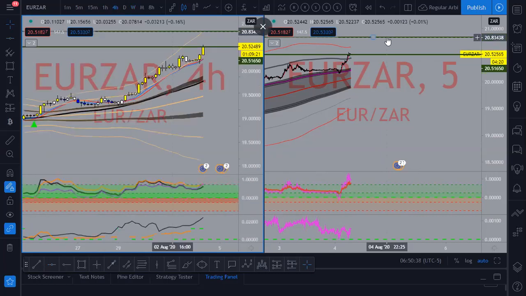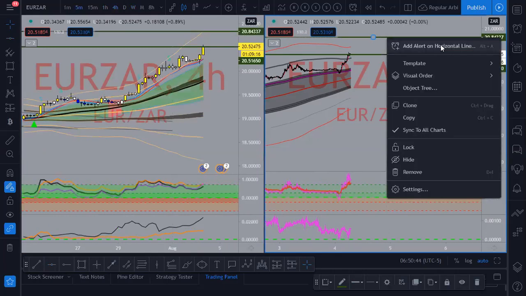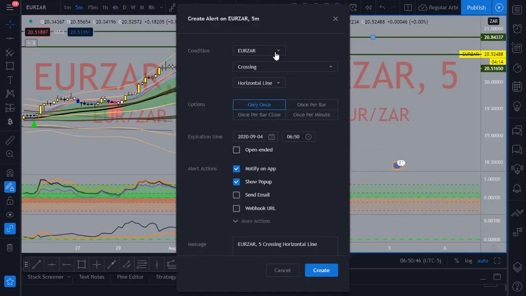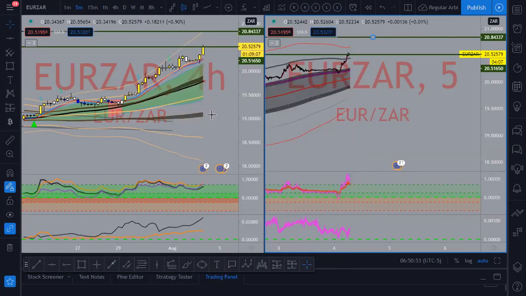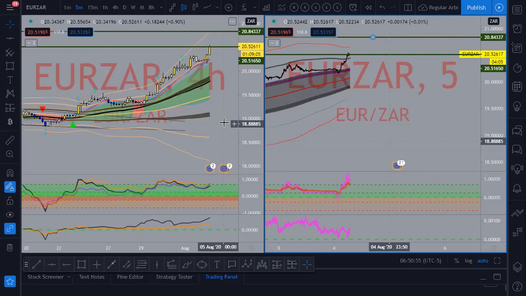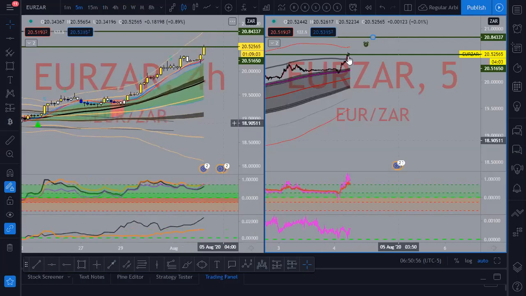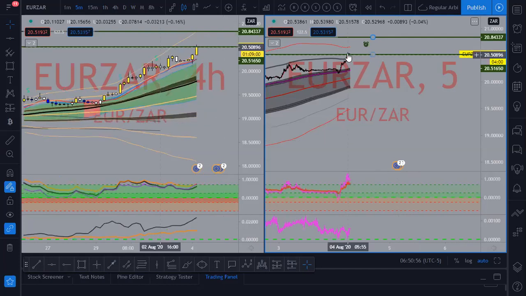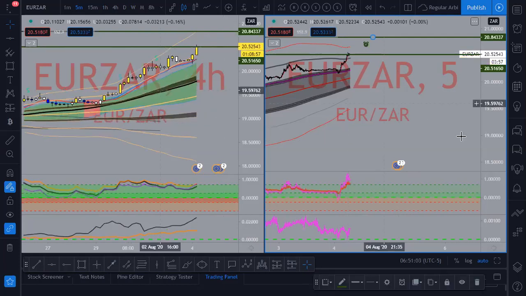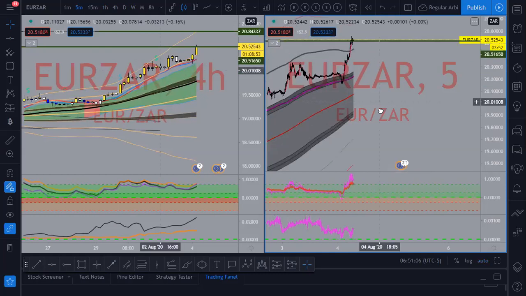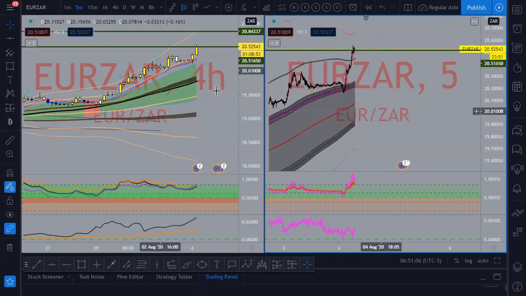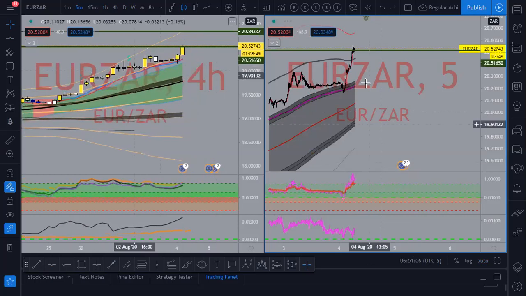In fact, what I'm going to do is set an alert up here, add alert on the horizontal line that I drew at 20.84337, and just have it crossing, just a simple alert like that. And I just want to see rejections. But we might see rejections right here where price is currently at, and then a drop. But I definitely want to see this sell, but it's just way too bullish for me to even hop into right now, because that just might be asking for trouble.